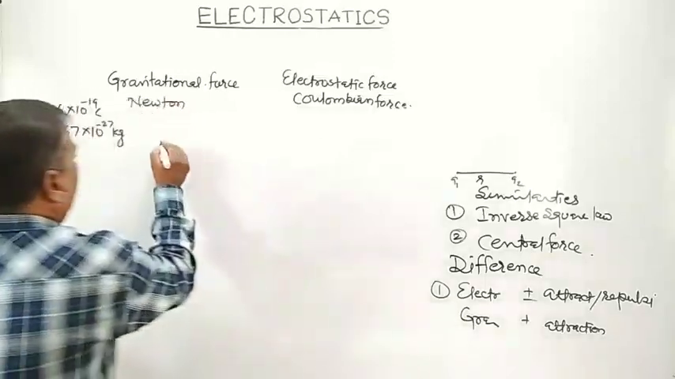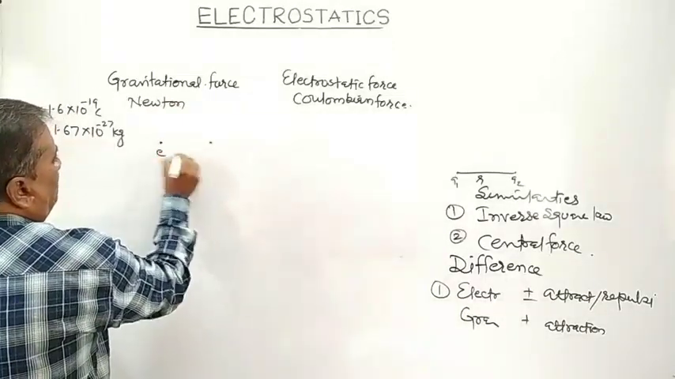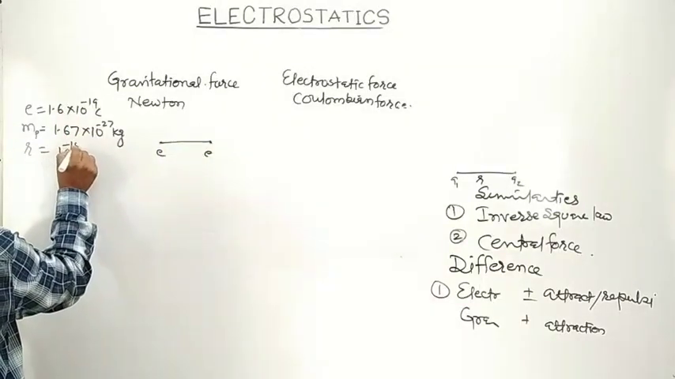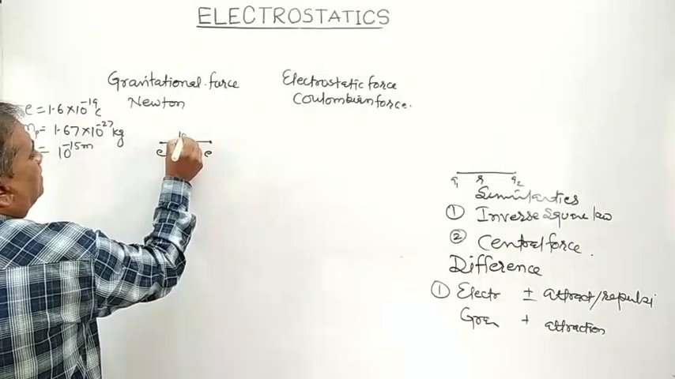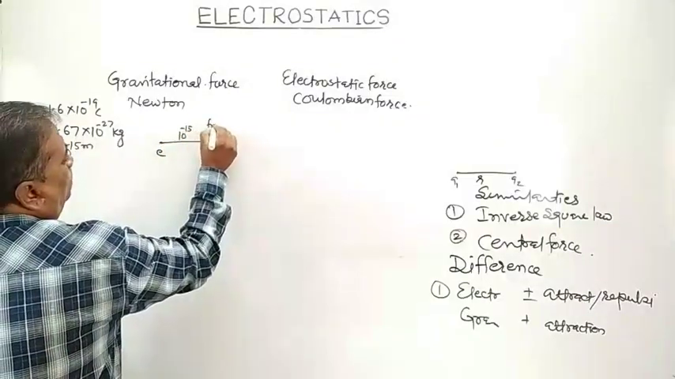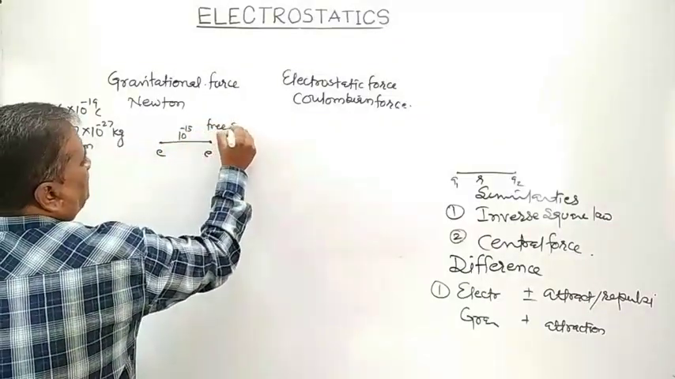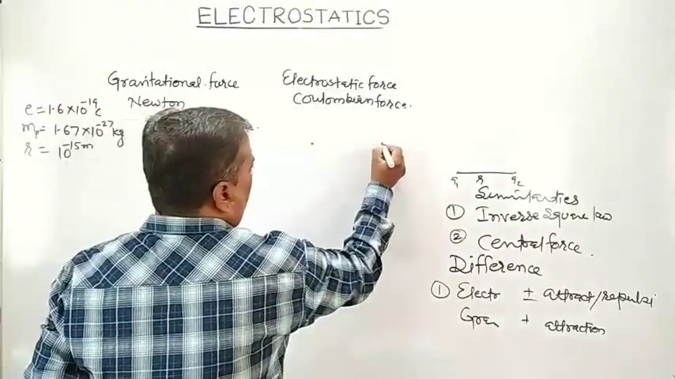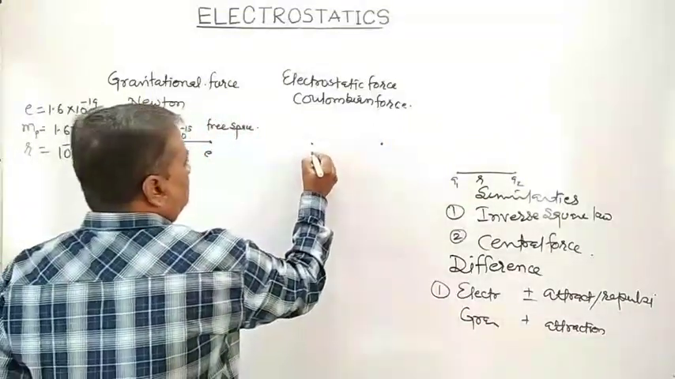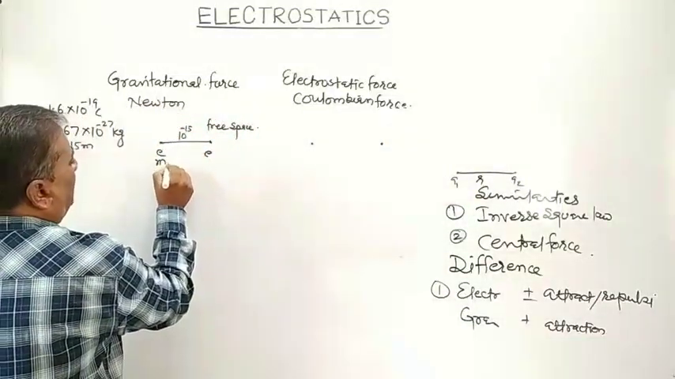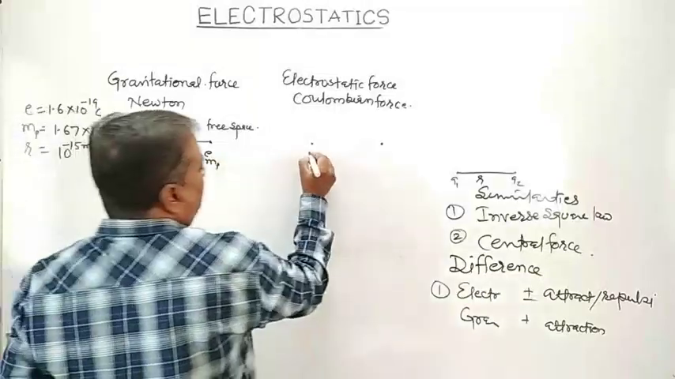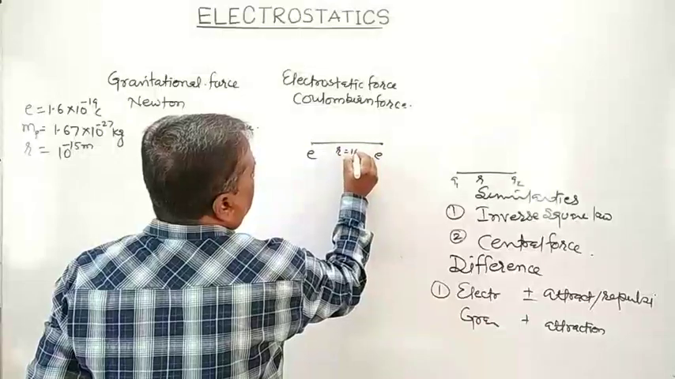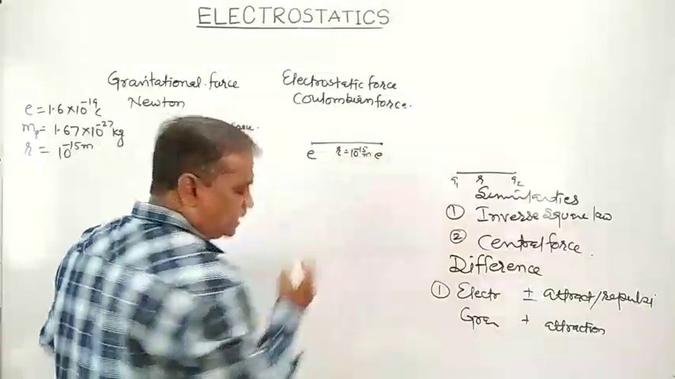If the two protons are separated by a distance 10 to the power minus 15 meter, and that too in free space or vacuum. Here also we are having the two protons. Here the mass of proton is m_p. Here the charge on a proton, and again two protons, they are separated by a distance r equal to 10 to the power minus 15 meter.